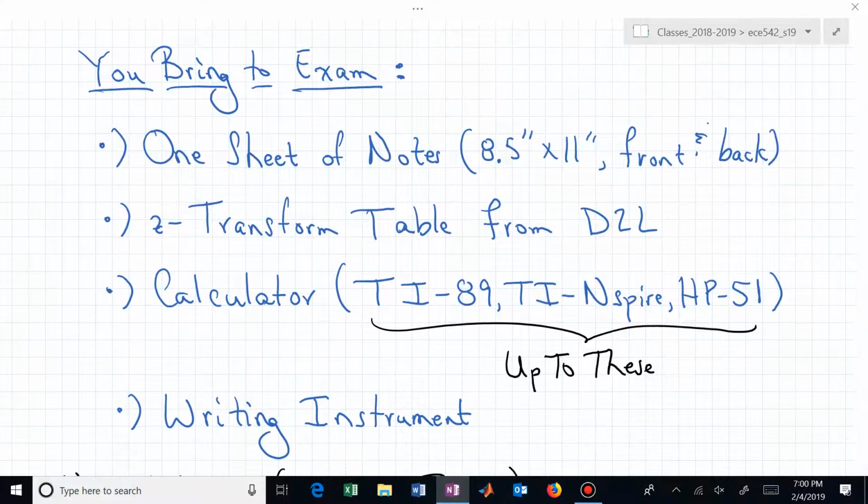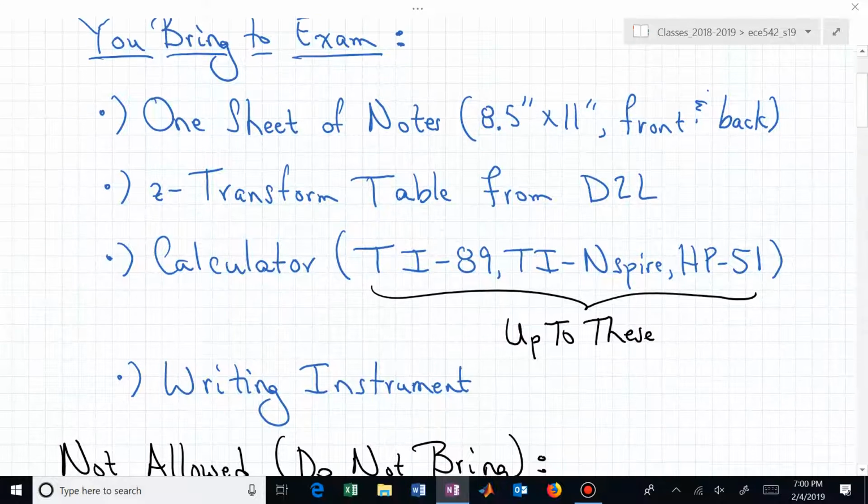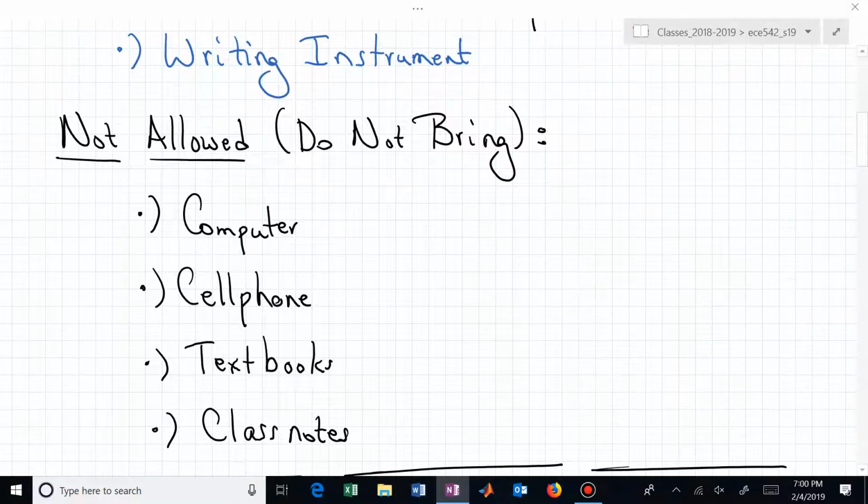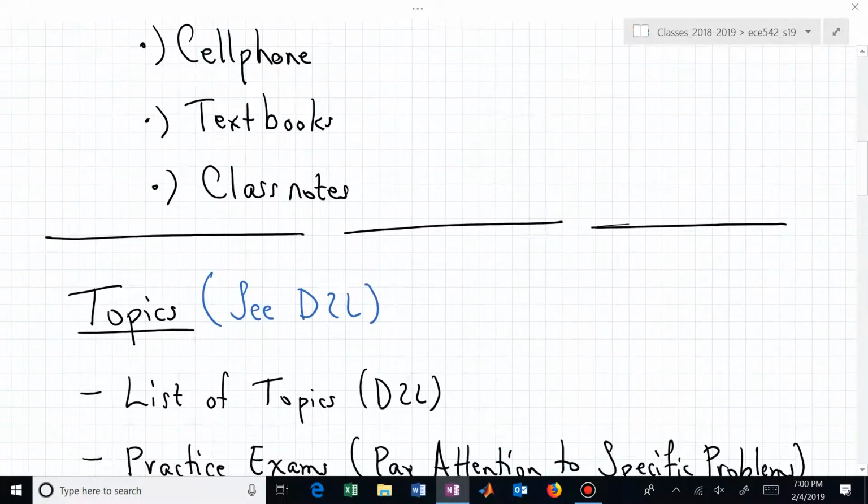You will bring, and we've already talked about this, so I'm just going to show it to you there and you can read it, and you're not allowed the obvious material.